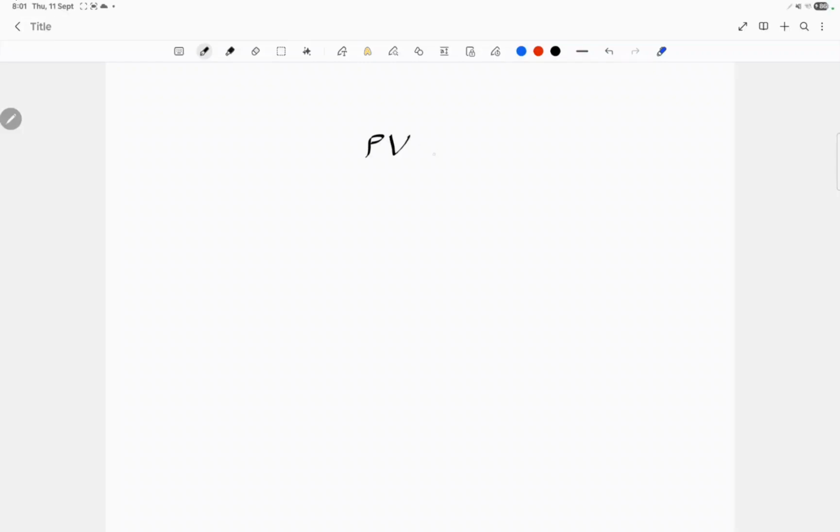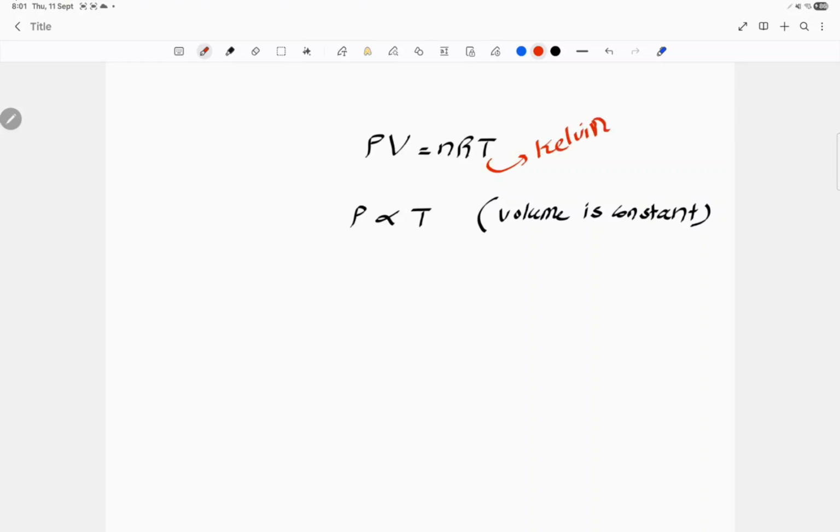According to the equation PV is equal to nRT, we can tell that P and T are going to be directly proportional to each other if the volume is held constant. And this T here has to be measured in Kelvin. So we call this T the Kelvin temperature or the absolute temperature.